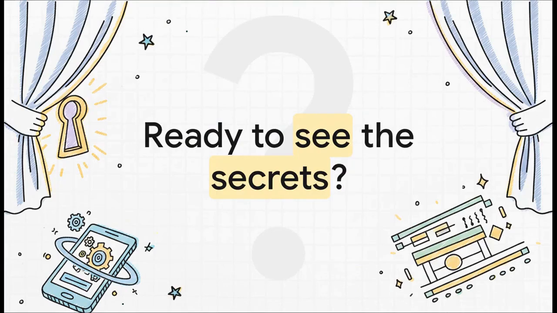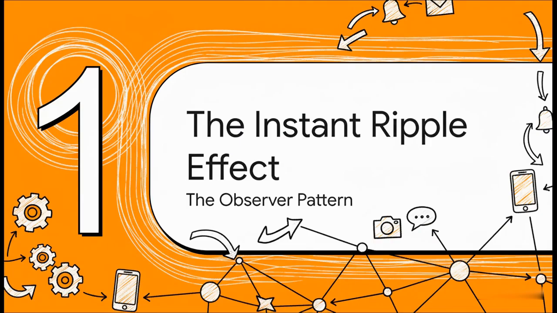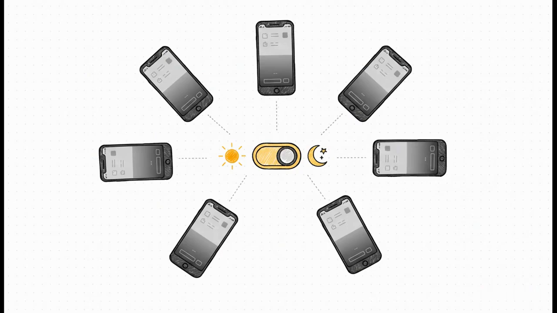Let's get into it. Okay, first up is something I like to call the instant ripple effect. Now, the techie name is the observer pattern, but what it's really all about is creating this perfect automatic chain reaction. It's super cool. Just think about it. When was the last time you switched to dark mode? You tap one single button and bam, instantly, every single screen in the app just flips. That's not magic. That's the observer pattern doing its thing.